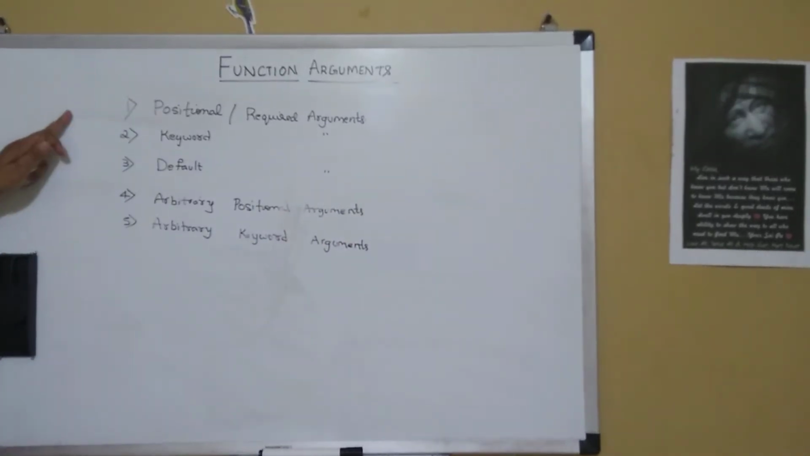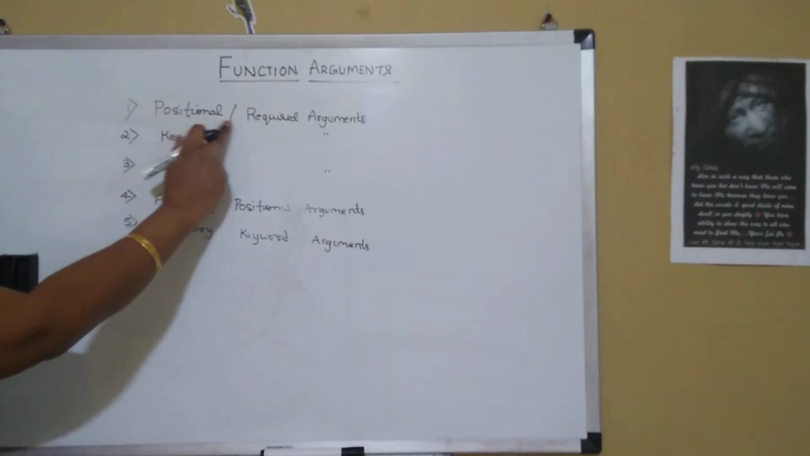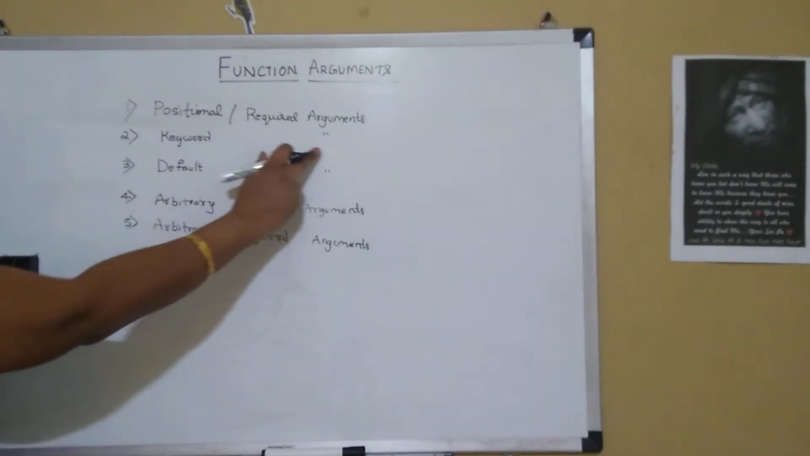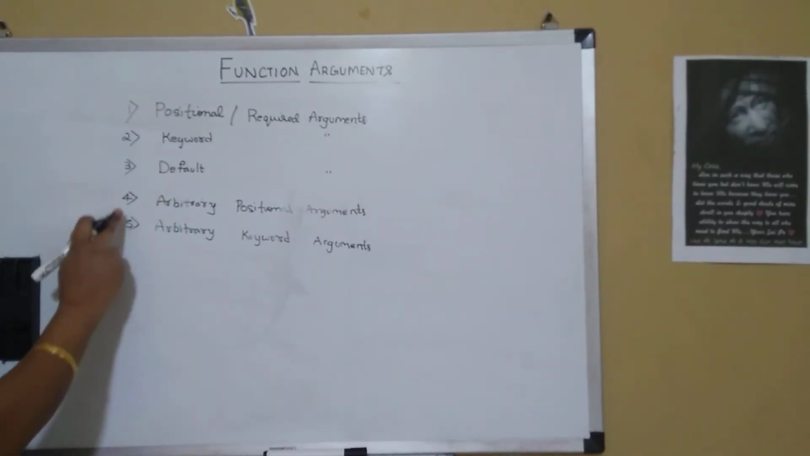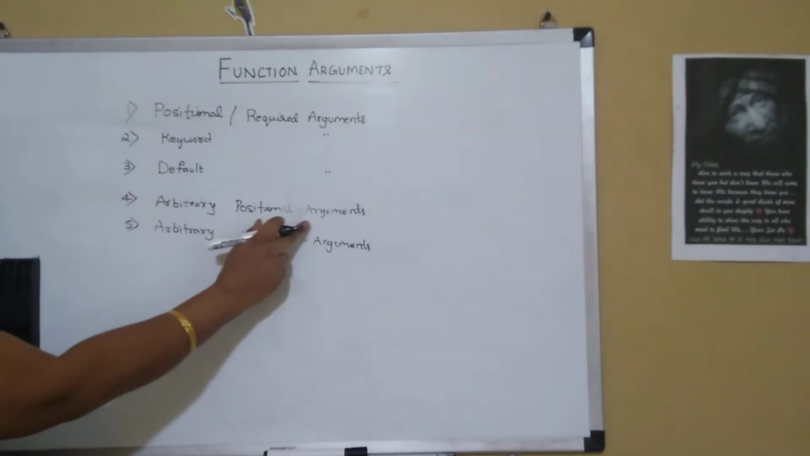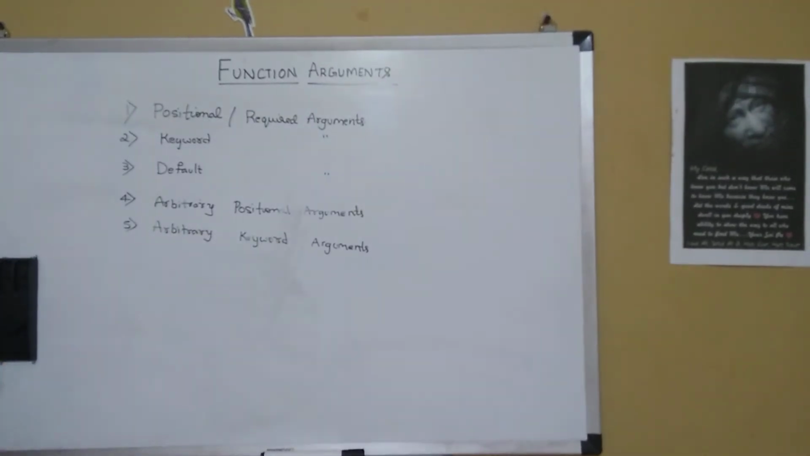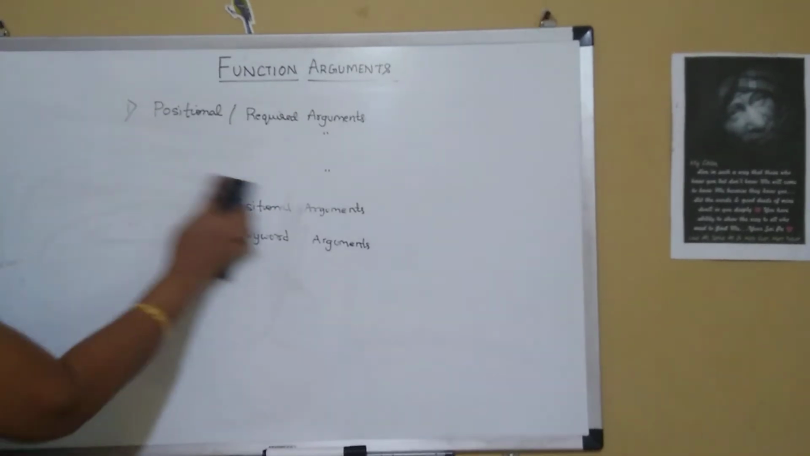So basically we see there are 5 types of arguments. The first one is positional or required argument. The second is the keyword arguments. The third is default arguments. Fourth is arbitrary positional arguments. And the fifth is arbitrary keyword arguments. So now let's look into it in detail.